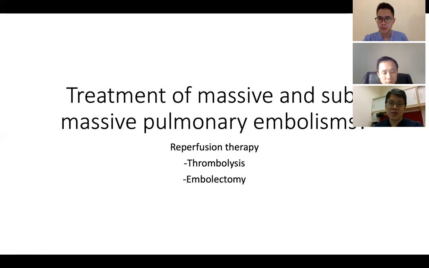If you're working in NUH or Ng Teng Fong, refer to the massive PE protocol. There is a protocol in place. You download it from the guides and policies from NUH. And that one will activate a whole bunch of people. It will tell you who to call, MICU, cardiologists, and we will follow the protocol down the line. I think it's easier for you to look at the protocol than for me to say over this video. Yeah, and thrombolysis is usually first line, but if for some reason it cannot be done, we will also ask a cardiologist. They'll go in and do a percutaneous thrombectomy for you as well. Okay, thank you.